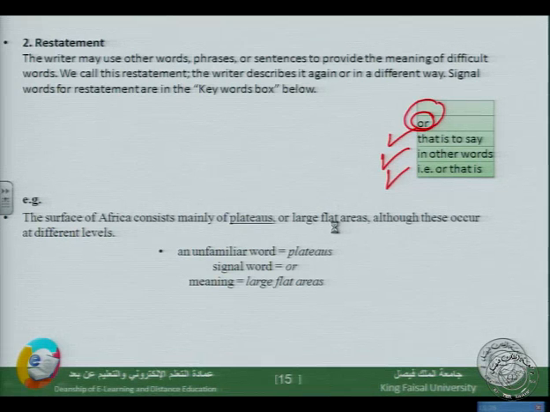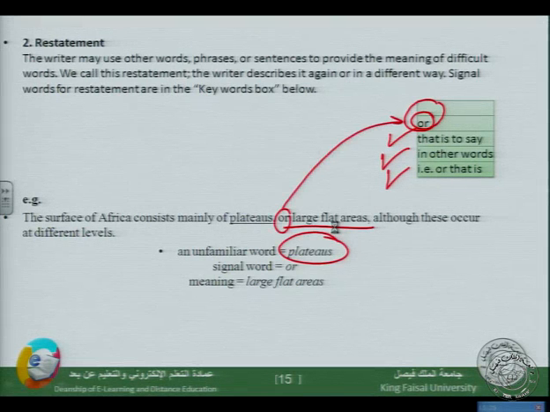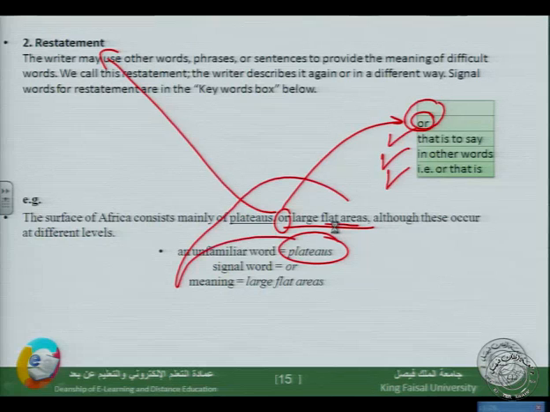Example, the surface of Africa consists mainly of plateaus or large flat areas, although these occur at different levels. Plateaus or large flat areas. The word "or" is used to restate. For large flat areas, it means plateaus. Okay? Easy. So "or" was a signal word.